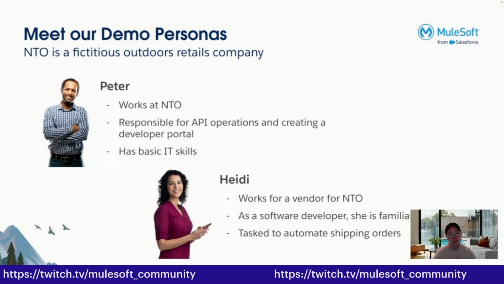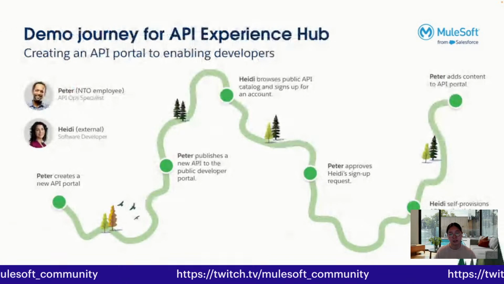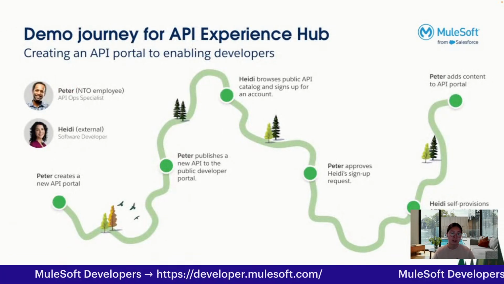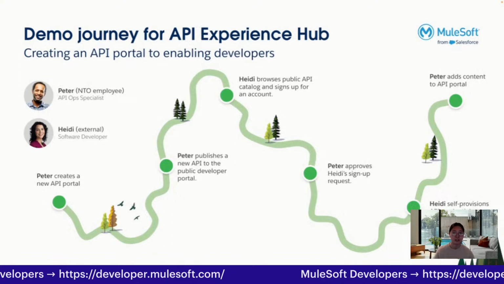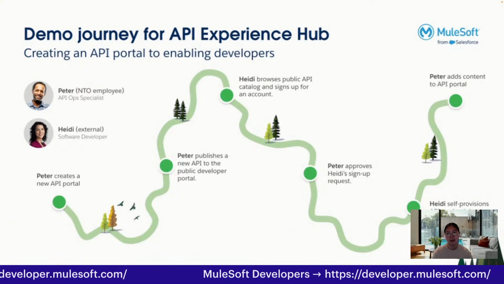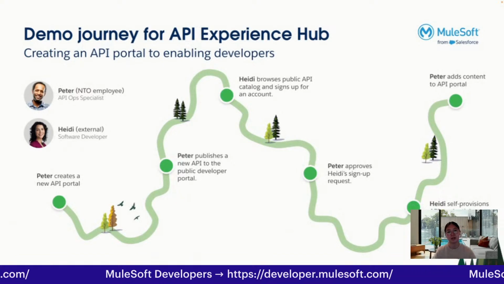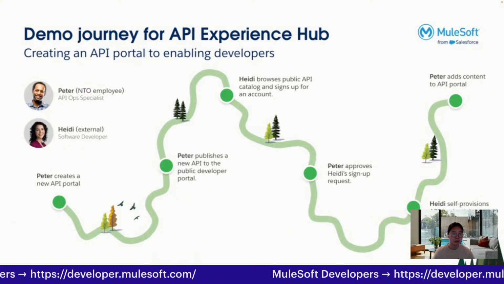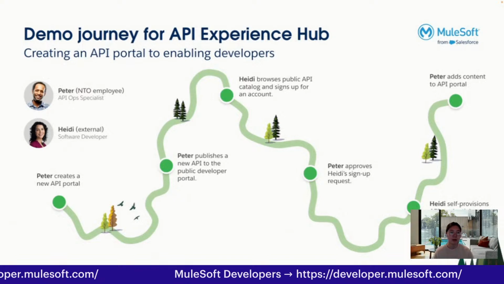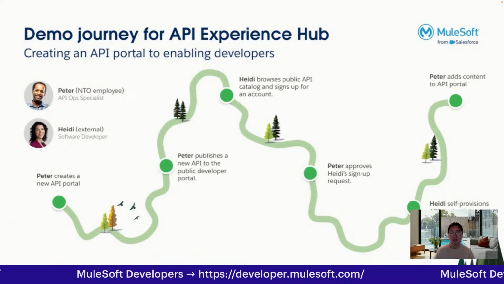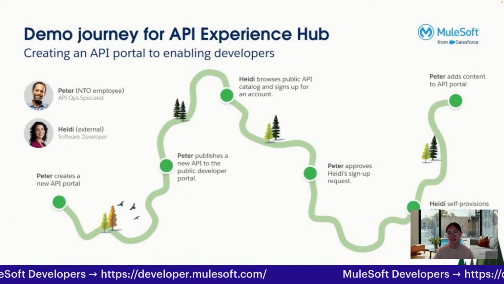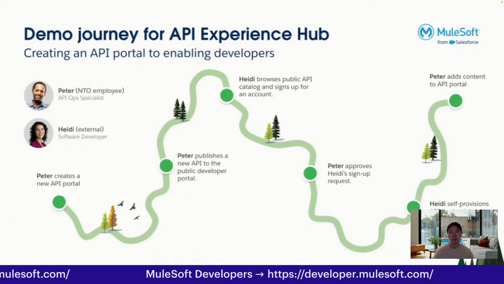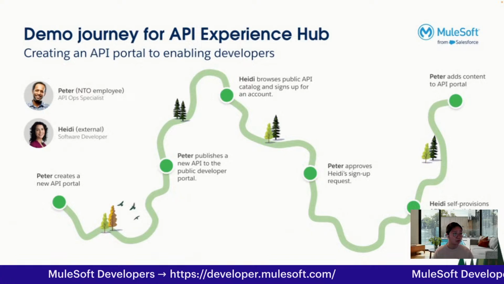So let's see what kind of journey we'll be going through today. First, Peter will be creating a new portal, and then he will publish new APIs, and then Heidi will be able to browse through it and sign up for an account. Afterwards, we'll see how Peter can approve that sign up request and how Heidi can get the access that she needs. And lastly, we'll see how we can further customize the API portal.